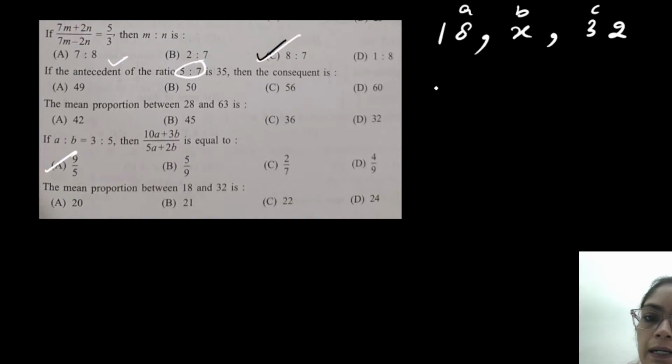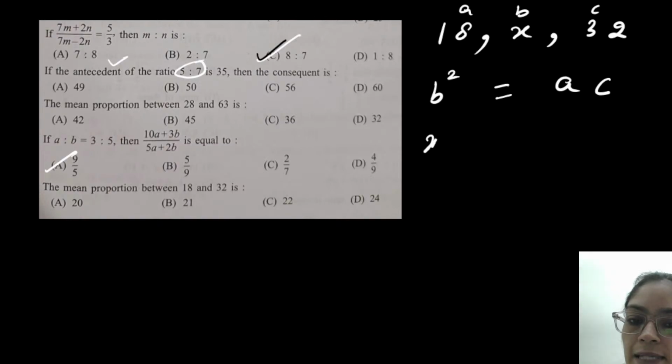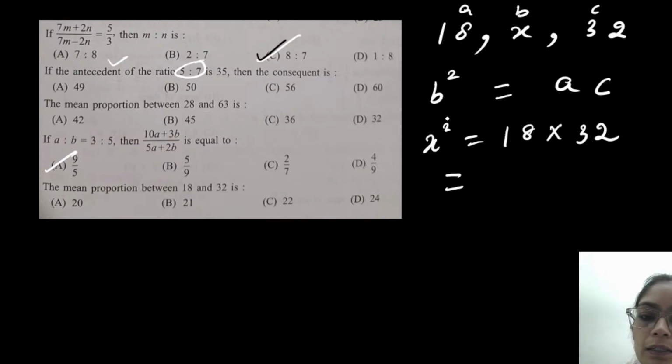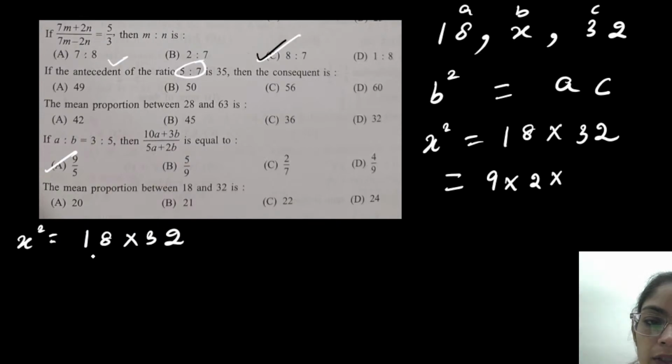Here A, B, C again mean proportion, we have to apply the formula B square is equals to AC. So B square means X square. AC is 18 into 32. Again we can factorize. If you want, direct multiplication also we can do. So I am writing X square is equals to 18 into 32.